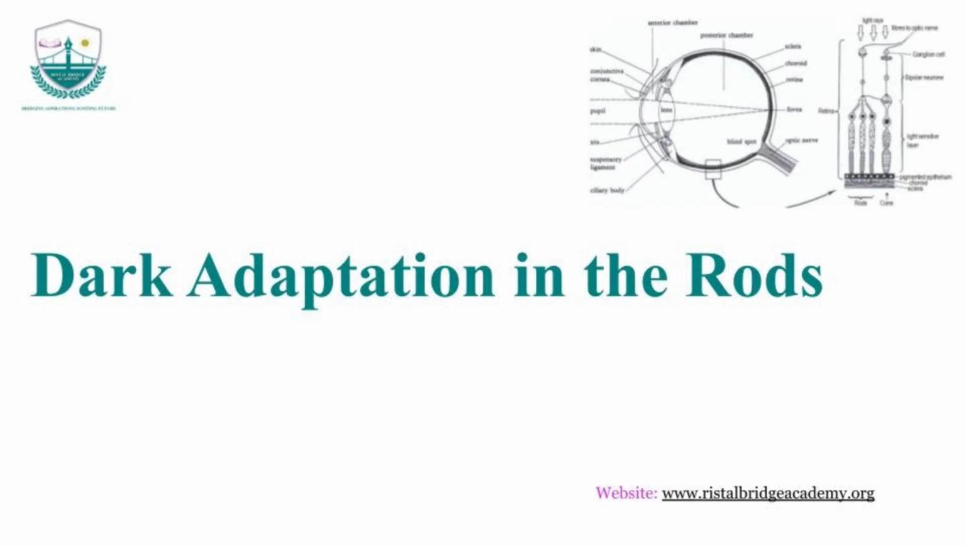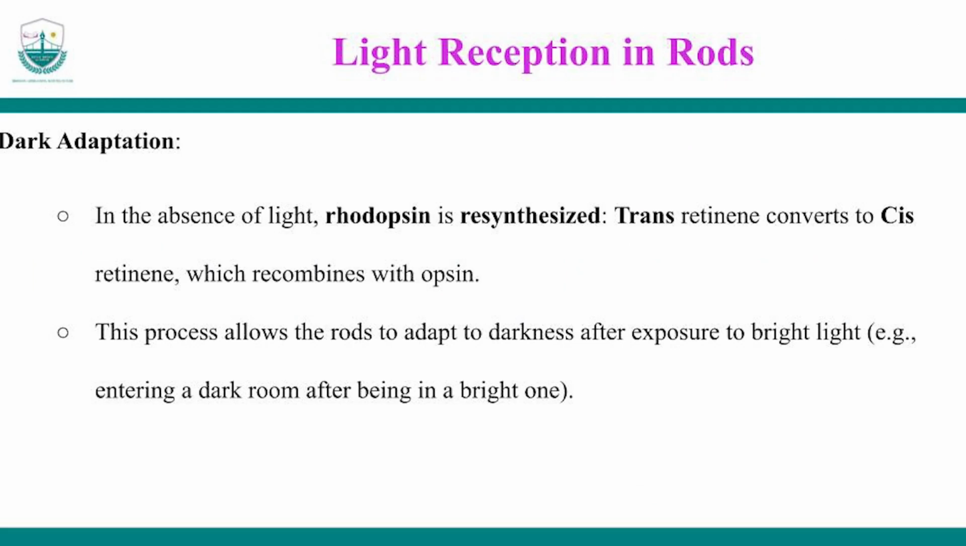That rhodopsin has to be regenerated. After being split, it has to be brought back. It has to be regenerated. So that regeneration is what actually results in what we call dark adaptation. Dark adaptation happens when you don't have more light coming. So that time is taken to regenerate, or to resynthesize, rhodopsin.